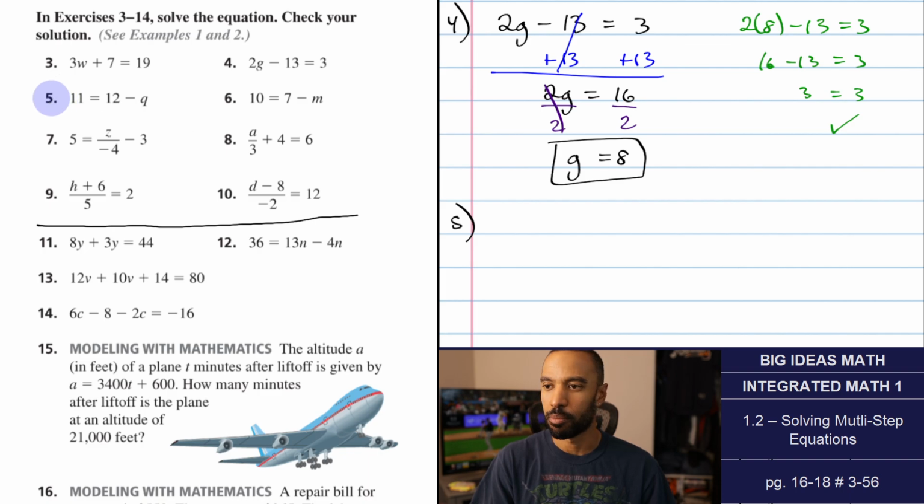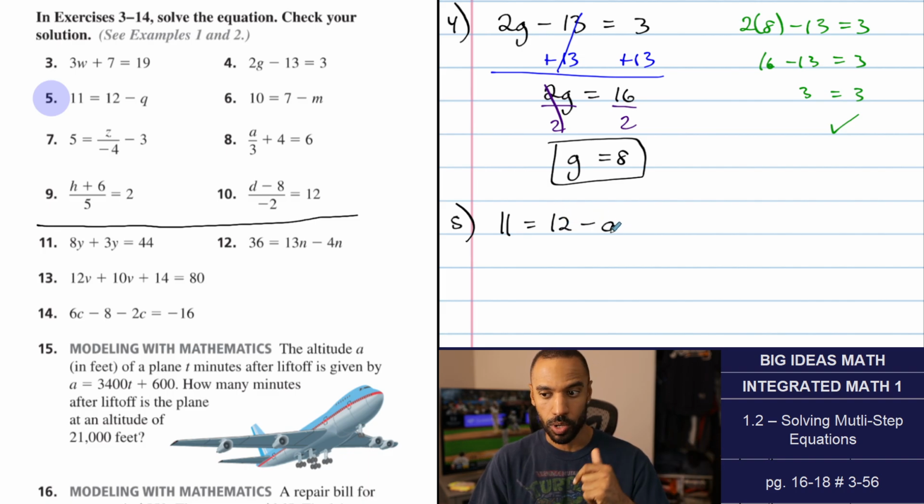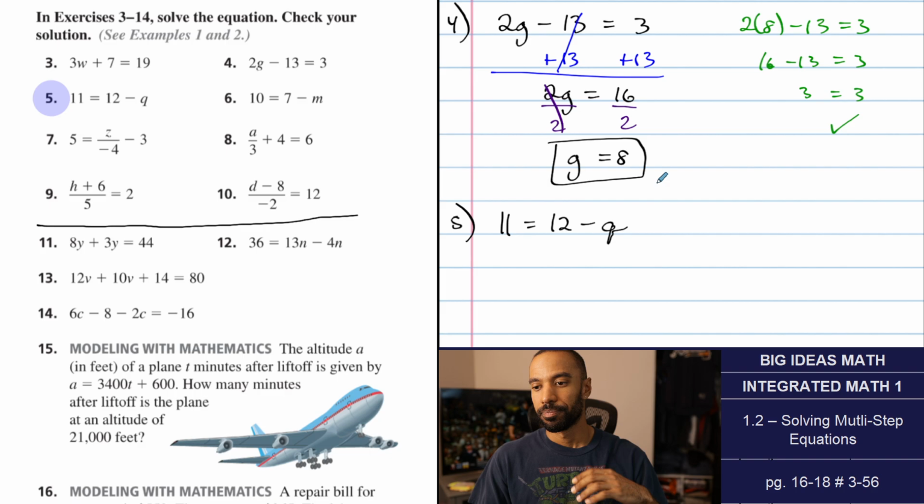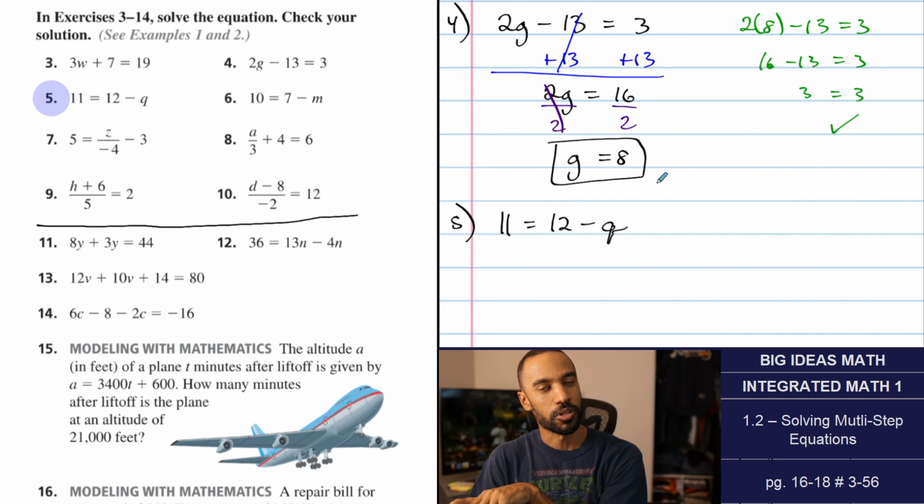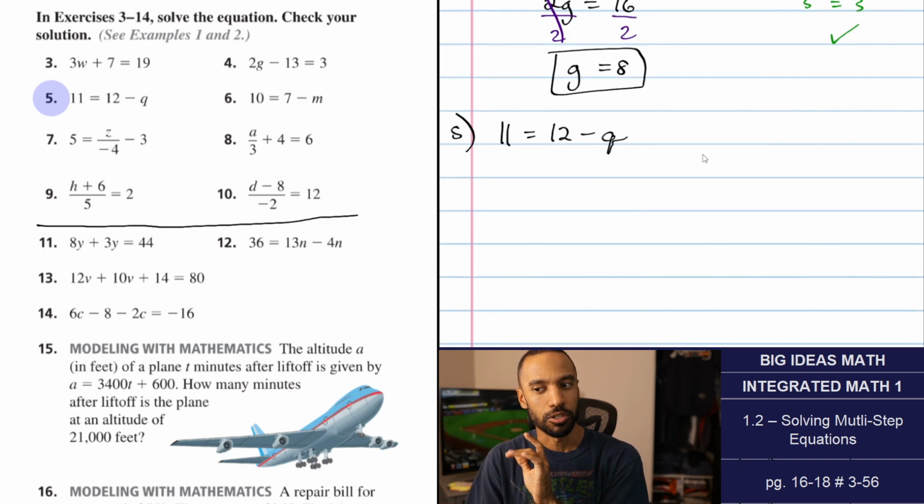Number 5. 11 equals 12 minus q. Now, this is a problem, not an issue. This is a constructed problem, where in a lot of cases I personally prefer to get my variable term positive before moving anything else with it. Now, I'll do this in 2 different ways.